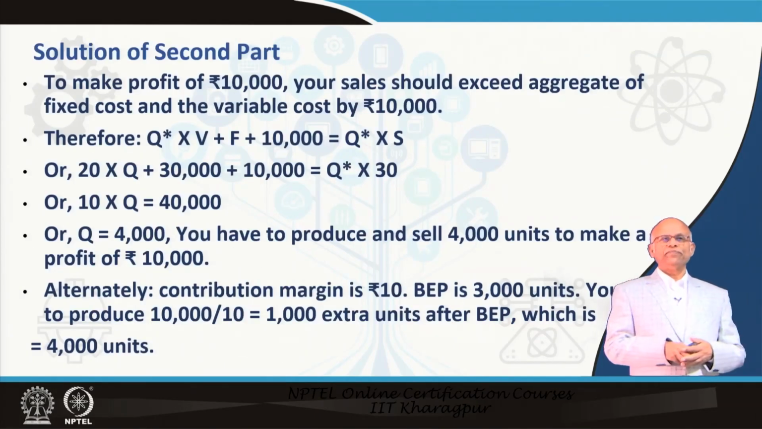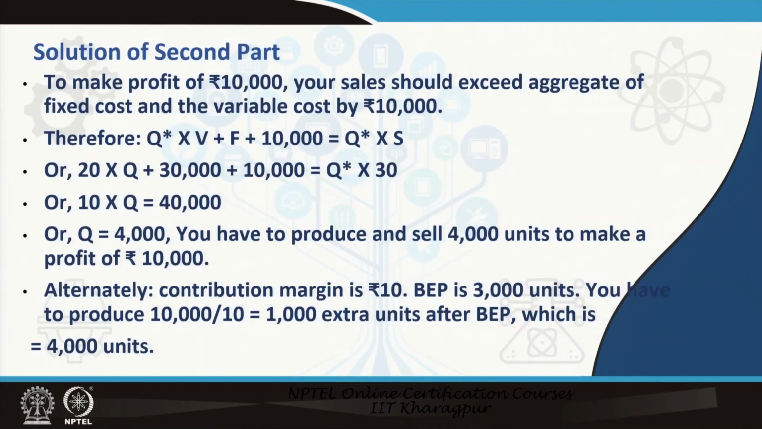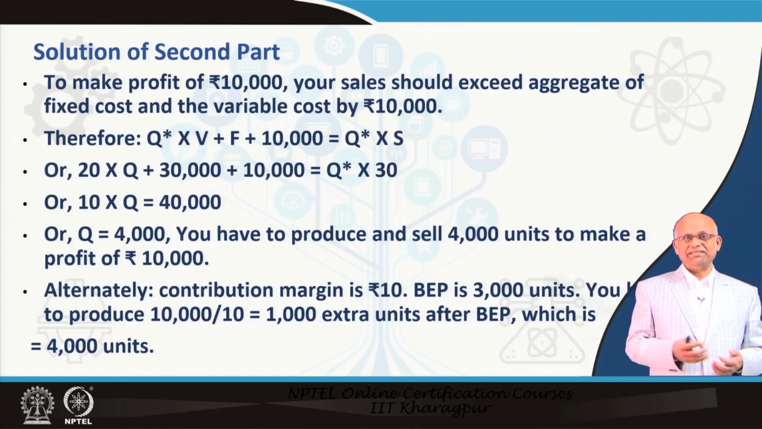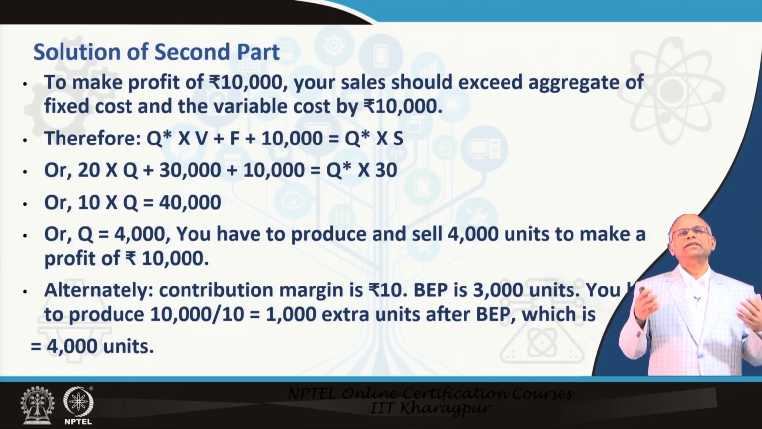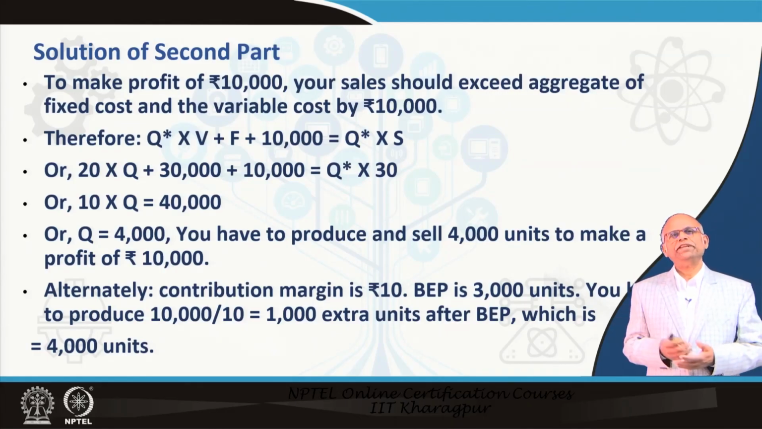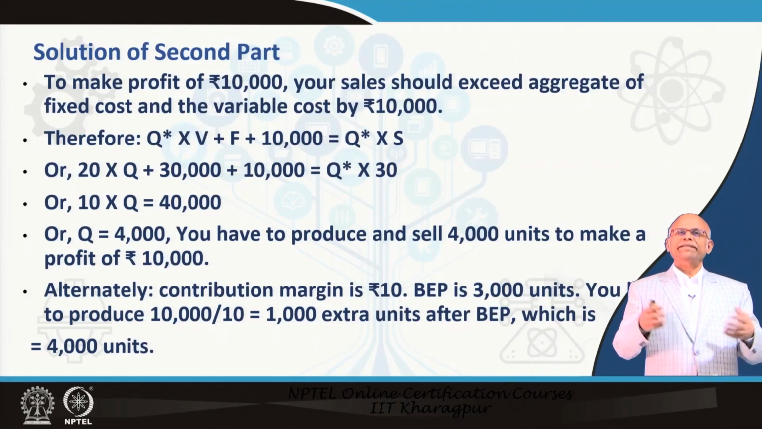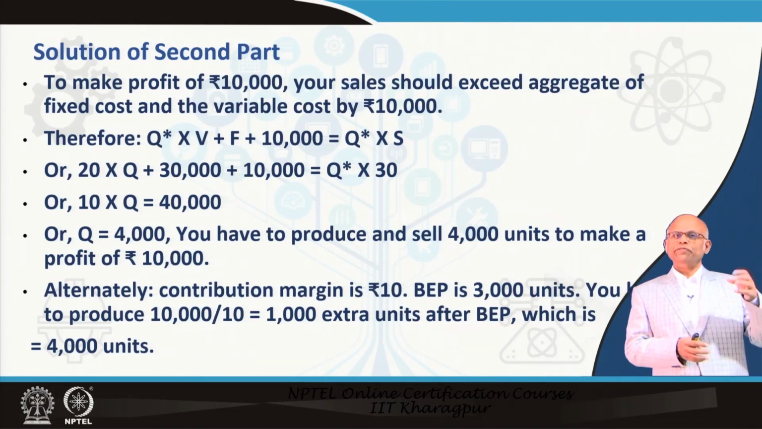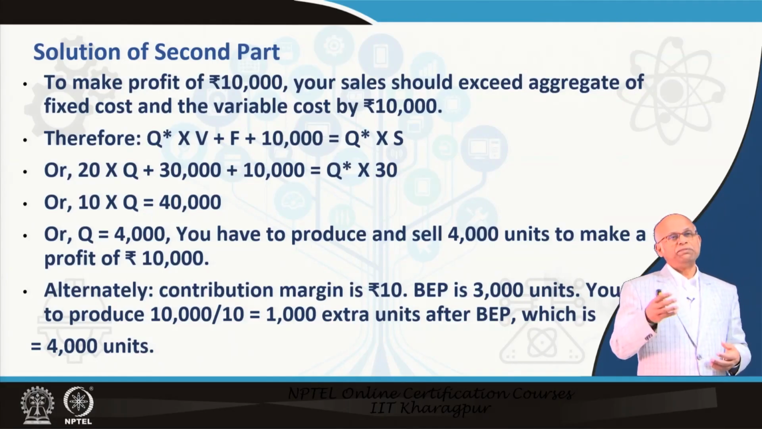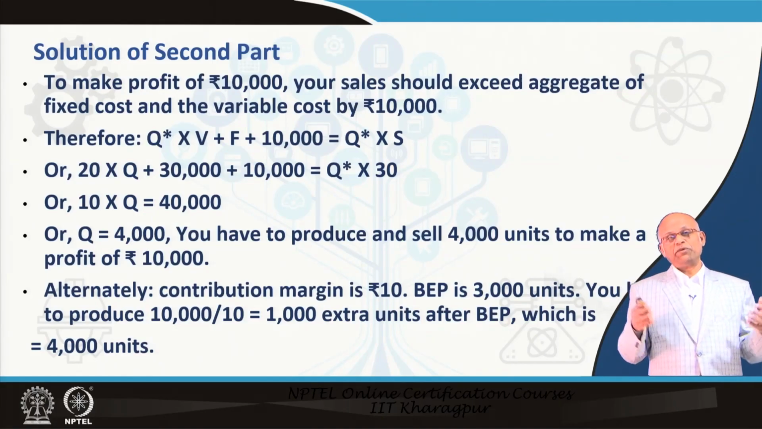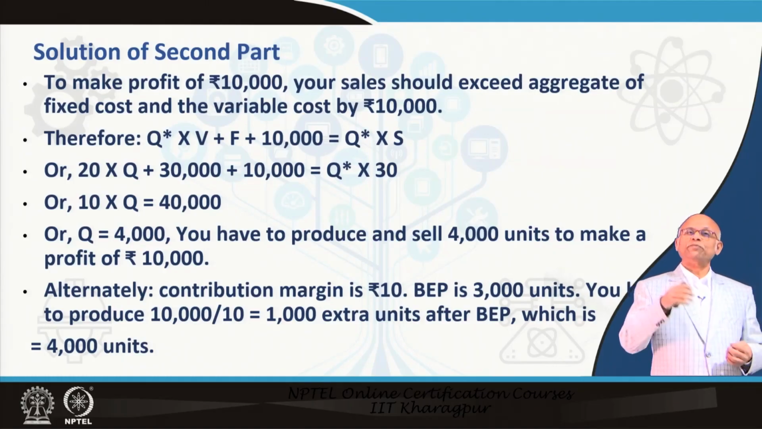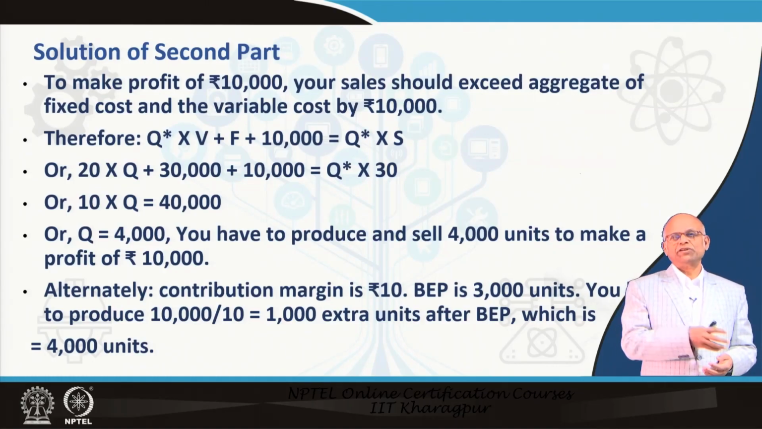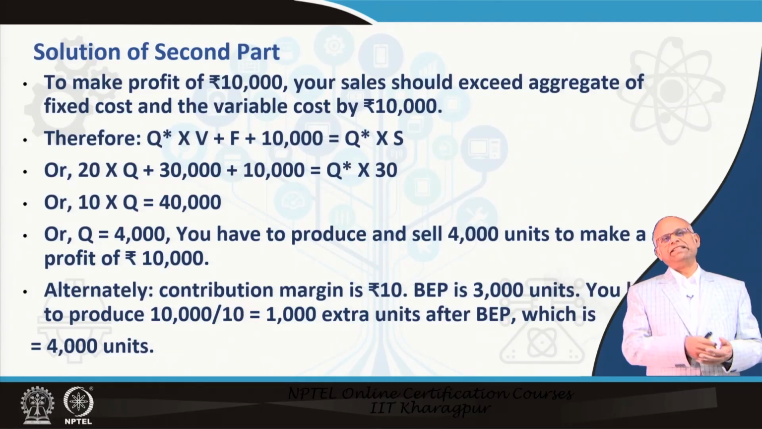Now, suppose you want to make a profit of 10,000 rupees. How many units must you sell? Here again the same formula. Your total cost is fixed cost plus variable cost, and then if you have to make a profit, you add that profit. So, your variable cost is 20 rupees multiplied by Q, the number of products that you have to sell to make a profit of 10,000. Your fixed cost is 30,000, your profit is 10,000.